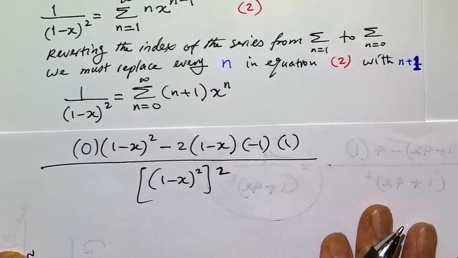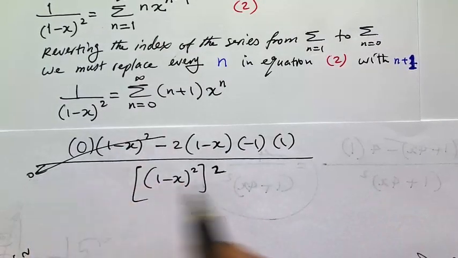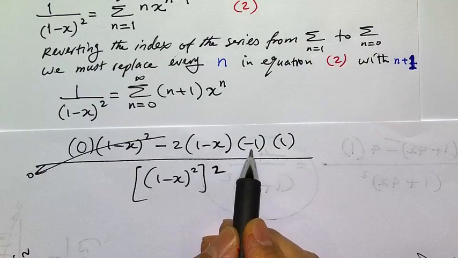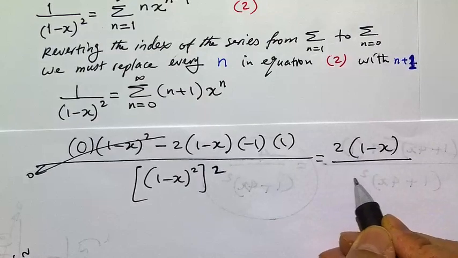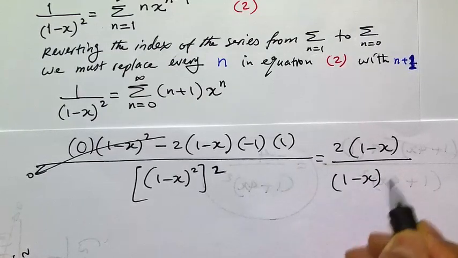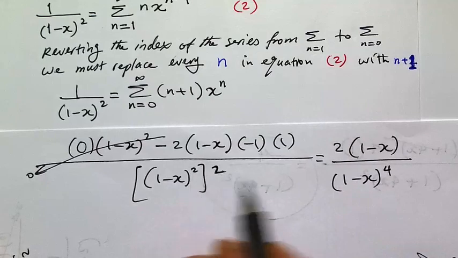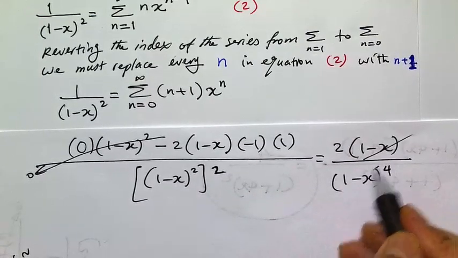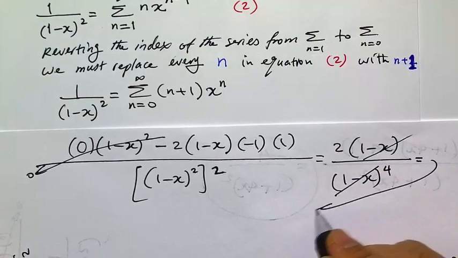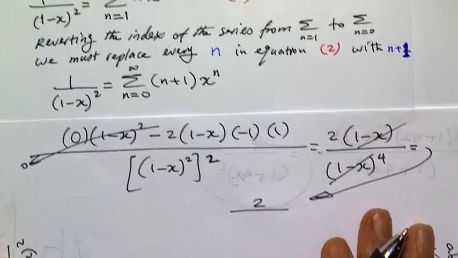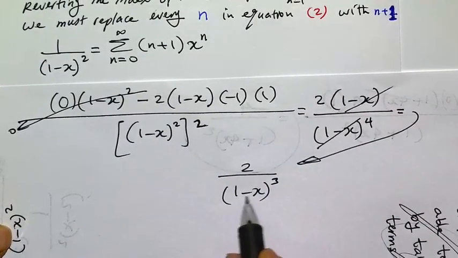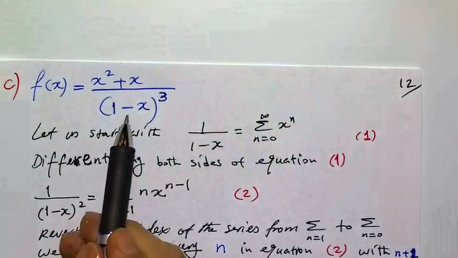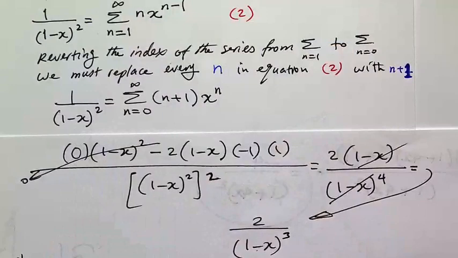squared, right? So if we simplify, this one drops out as 0. Minus 2 times minus 1 is positive 2. So 2 times 1 minus x divided by 1 minus x to the 4th power, 2 into 2 raised to 2nd power, 4th power. But this and this cancel and they give us 2 over 1 minus x cubed, right? Which is what we want. We want 1 minus x cubed, which is what we have here. Great. So we should differentiate again to get 1 minus x cubed on the left side.